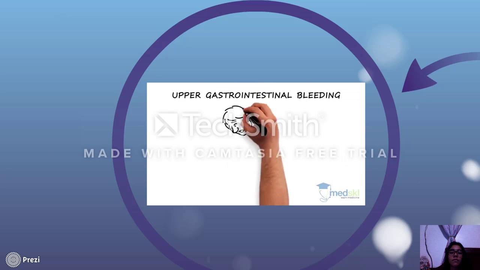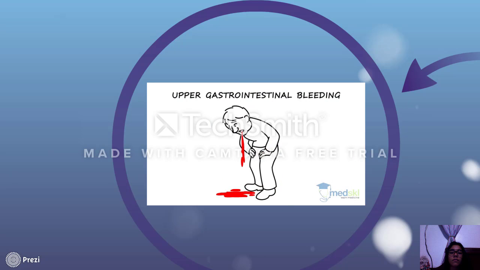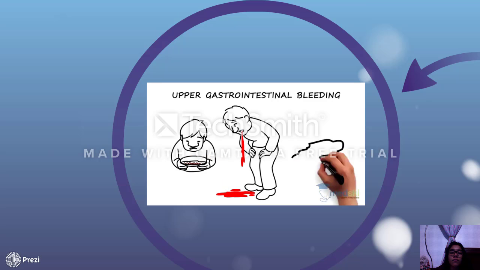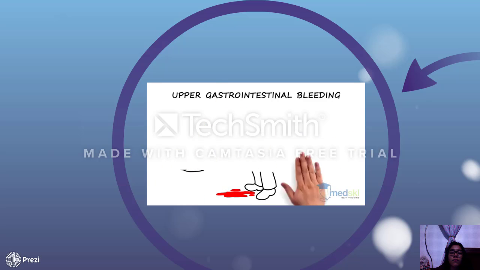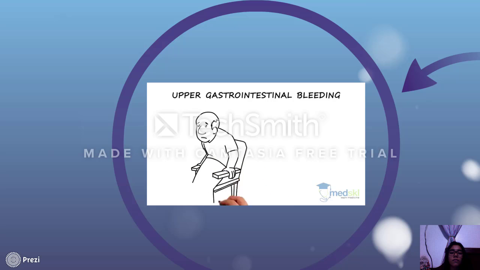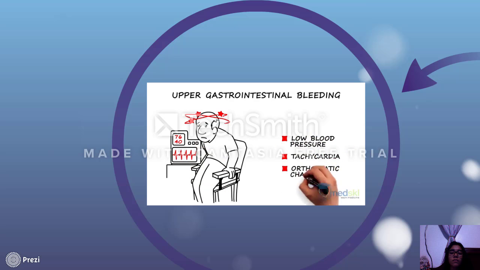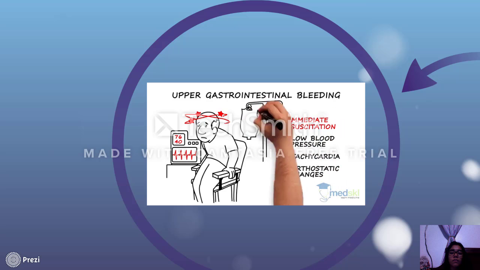Upper GI bleeding is most likely when a patient presents with hematemesis, coffee ground emesis, or melena. Once upper GI bleed is suspected, hemodynamic stability must be assessed. Unstable patients with low blood pressure, tachycardia, or orthostatic changes should be immediately resuscitated.